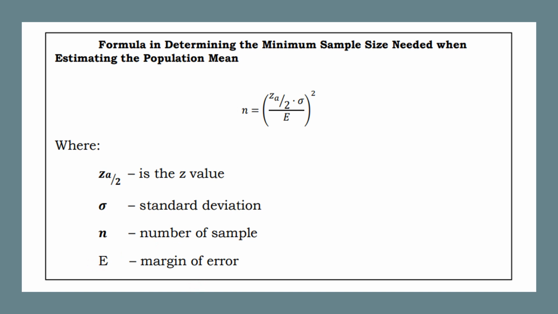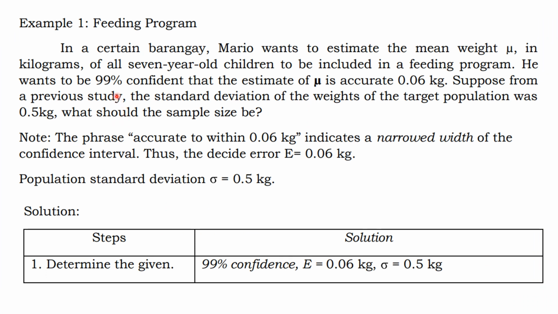Now, example. In a certain barangay, Mario wants to estimate the mean weight in kilograms of all 7-year-old children to be included in a feeding program. He wants to be 99% confident that the estimate of the population mean is accurate to within 0.06 kilograms. Suppose from a previous study, the standard deviation of the weights of the target population was 0.5 kilograms. So what should the sample size be?